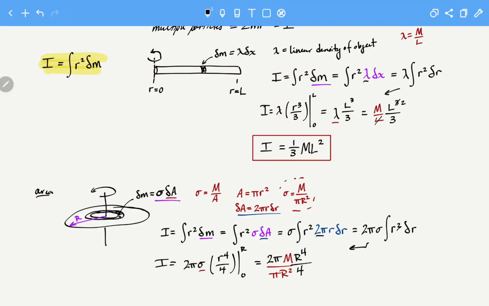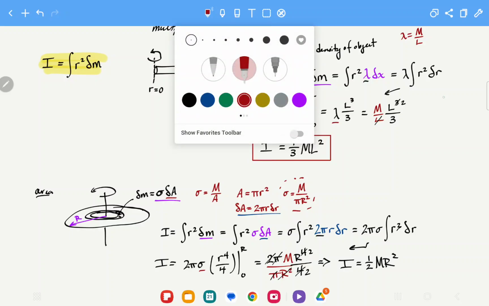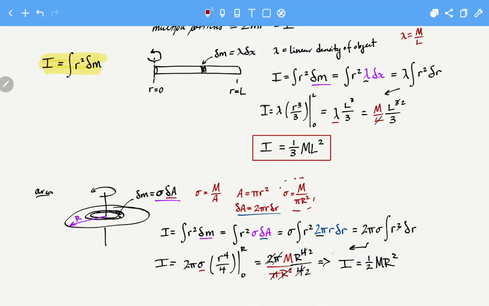And now we can just start simplifying. So pi's die. R squared makes that a 2. This 2 goes away, makes that a 2. And so what we're left with is I, for this surface, would equal 1/2 m r squared. So that would be the equation for this guy right here.